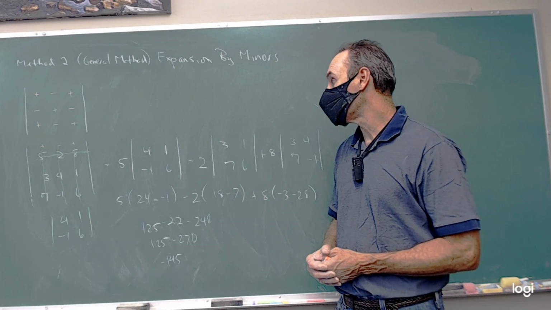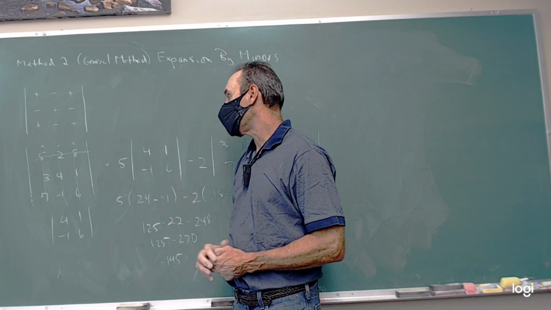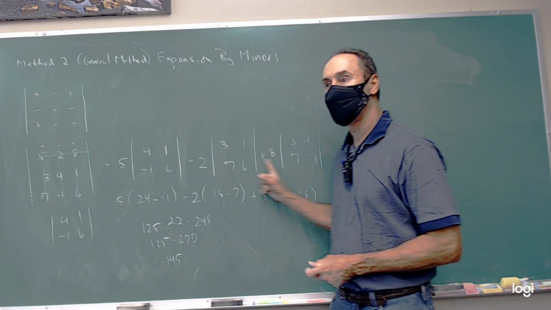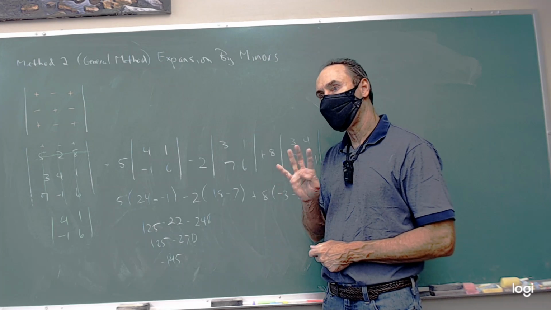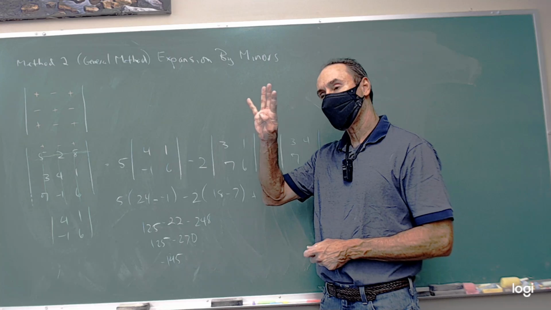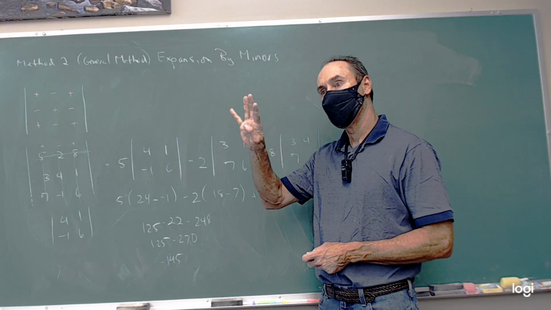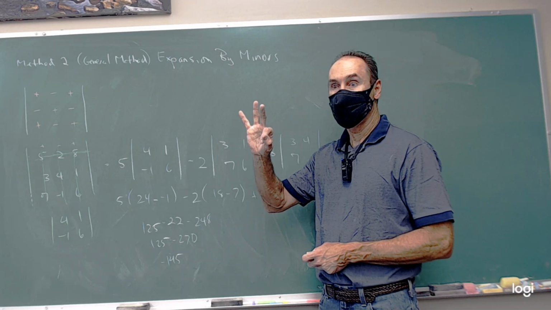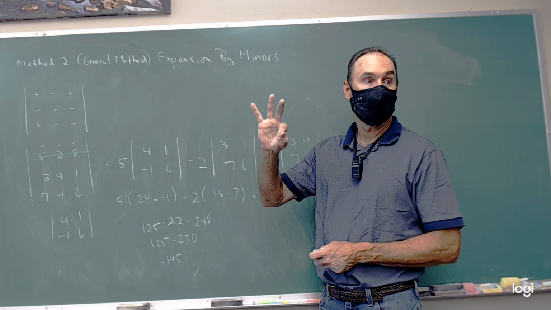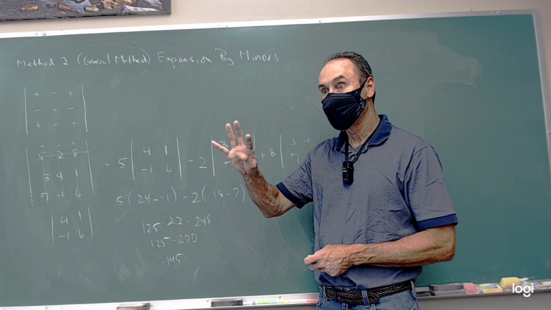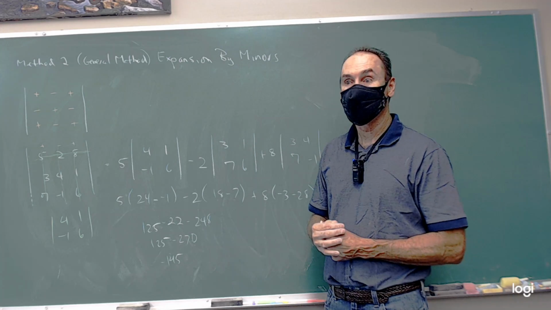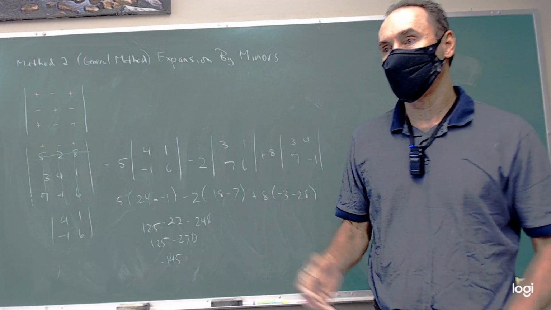Now, that's the good news. The bad news is, in the case of a 3 by 3, we end up evaluating 3 2 by 2 determinants. In the case of a 4 by 4, what size are the minors going to be? 3 by 3s. And how many are we going to have to evaluate? 4 3 by 3s, unless there's a lot of zeros. So it blows up quick.